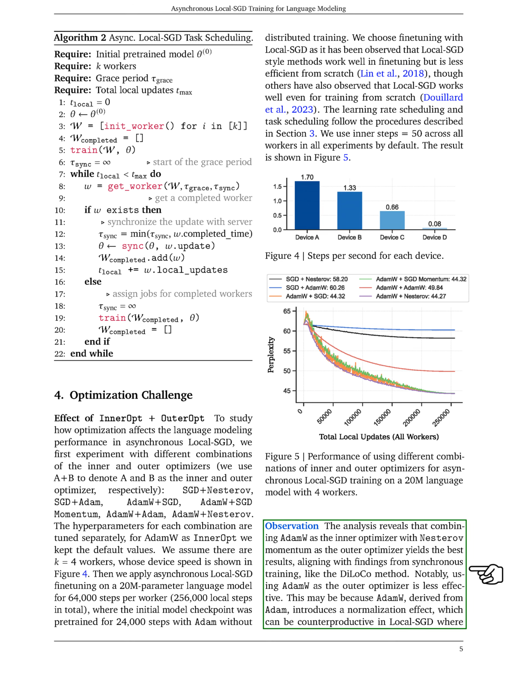Our analysis reveals that the best results come from combining Atom W as the inner optimizer with Nesterov momentum as the outer optimizer. This aligns with findings from synchronous training methods like the Local method. Interestingly, using Atom W as the outer optimizer is less effective. This could be because Atom W, which is derived from Atom, introduces a normalization effect. This can be counterproductive in Local-SGD where pseudo-gradients tend to be larger than true gradients, potentially slowing convergence.